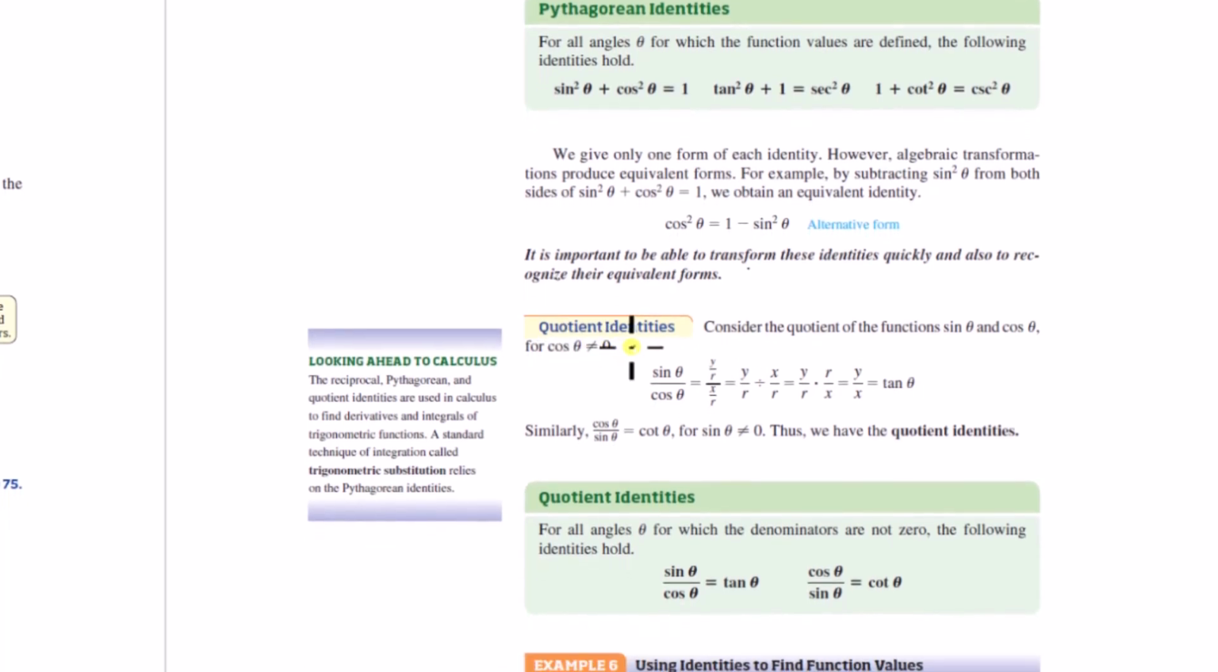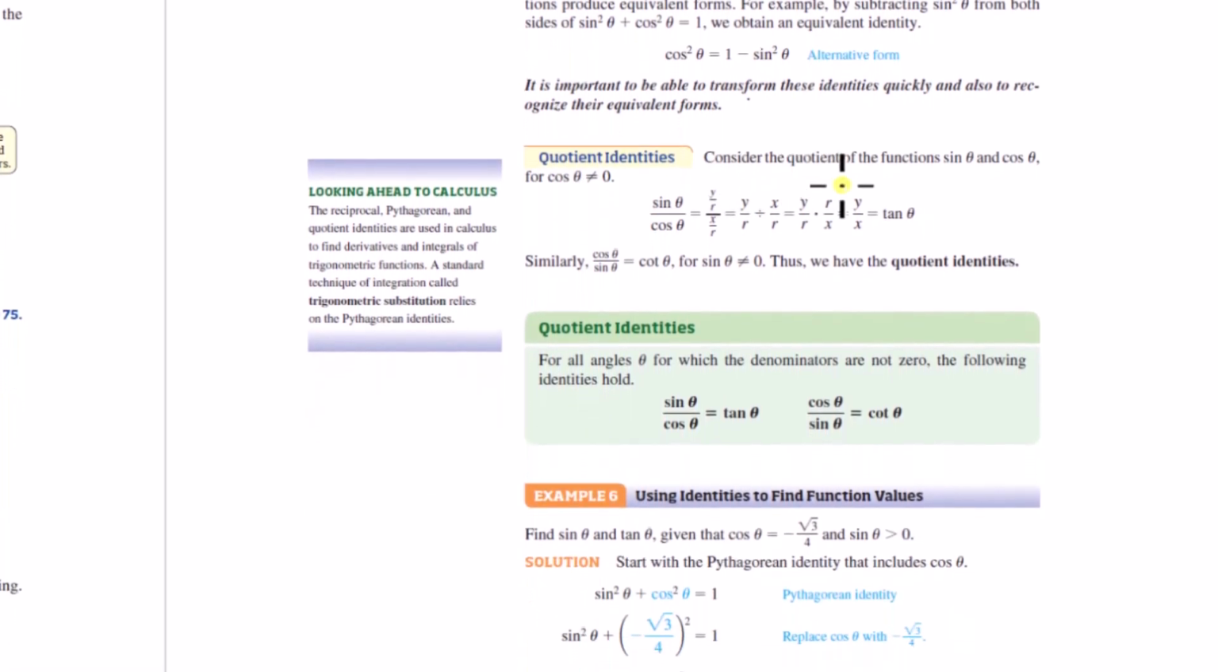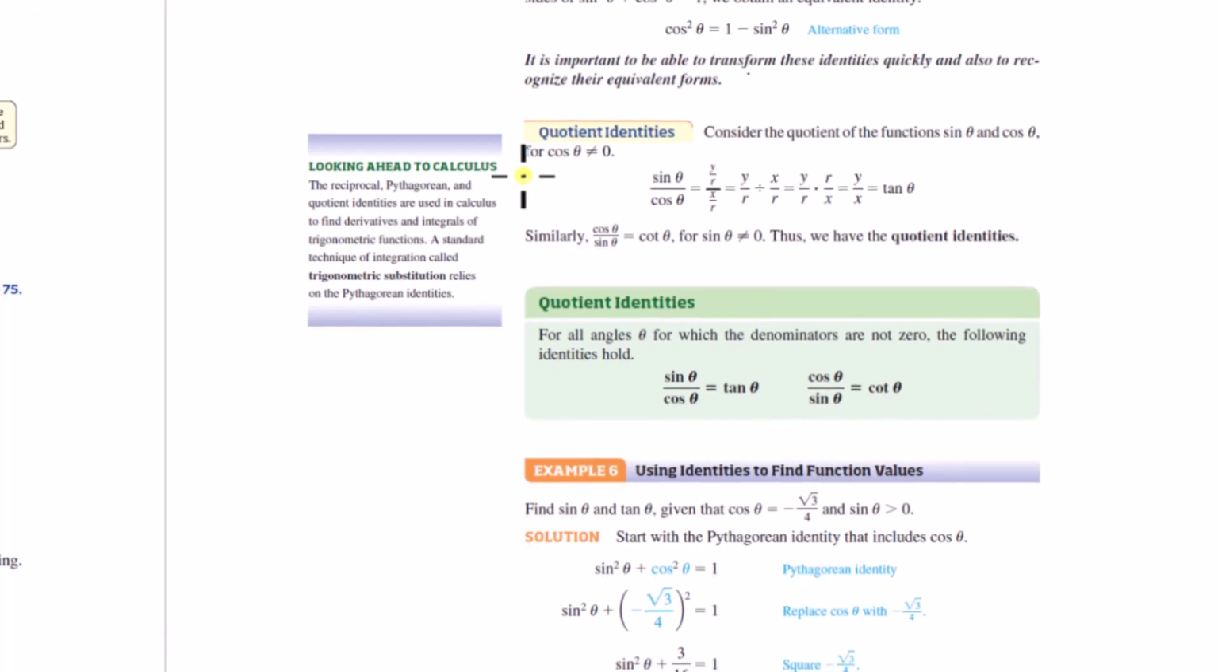Okay, quotient identities. Here's more trig identities. Consider the quotient of the functions sine theta and cosine theta. So sine theta over cosine theta is y over r divided by x over r, and that simplifies to y over x. That's tangent theta. So there we go. Sine theta divided by cosine theta is equal to tangent theta. Similarly, cosine theta over sine theta is equal to cotangent theta, right? Of course, the reciprocal of tangent is cotangent, so you just flip this: cosine theta over sine theta. Thus, we have the quotient identities. For all angles theta for which the denominators are not 0, the following identities hold. Here are the quotient identities.